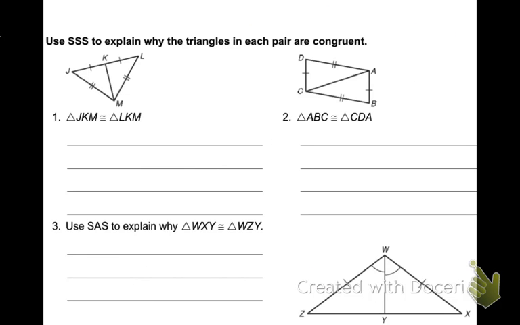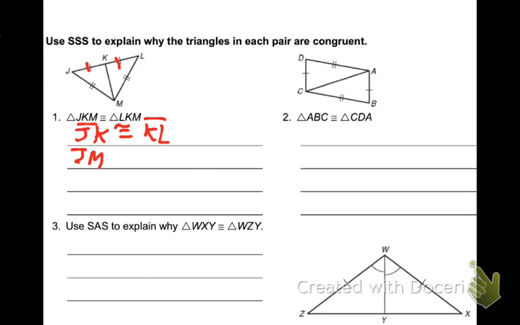Number 1, I want to use side, side, side to explain why the triangles in each pair are congruent. So basically, I'm just going to say, how can I see that? If I look here, I see JK. What is JK congruent to, Nick? KL. Nice job, sir. So JK is congruent to KL because that is marked. This is just explaining what it all means.